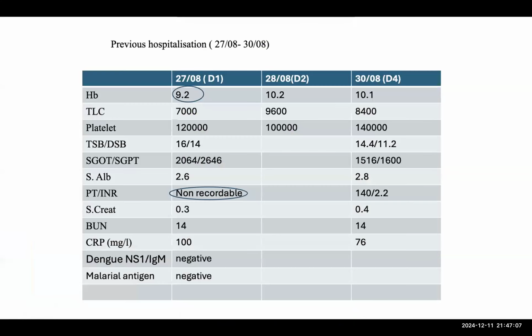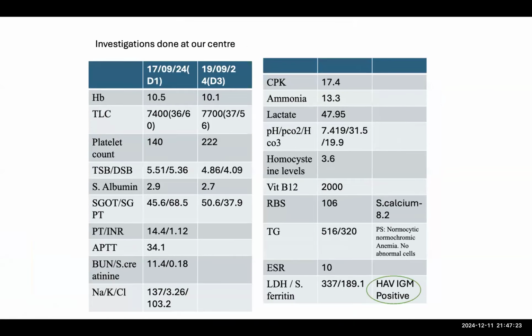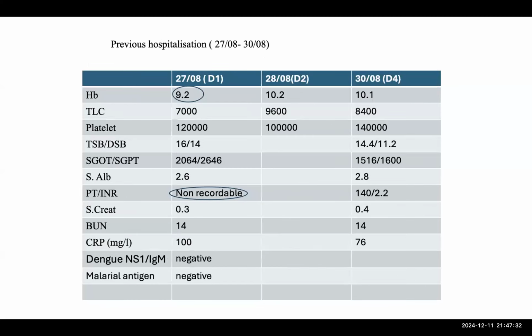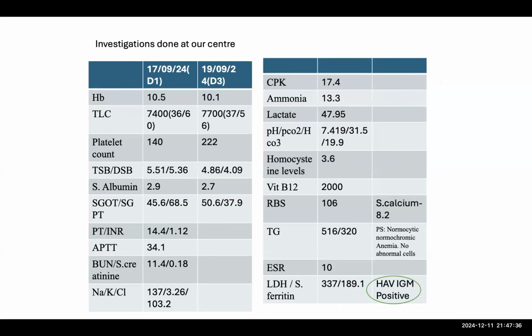This was the previous hospitalization when the child was admitted with fever with jaundice. During that time, her Hb was low, her platelets were on the lower side, and her PT-INR was non-recordable. The child had received one PRBC and one FFP. They came to our center after 20 days. This time, platelets were initially still low, at 1,40,000. Initially her LFTs were also on the higher side, but her LFTs got better here.